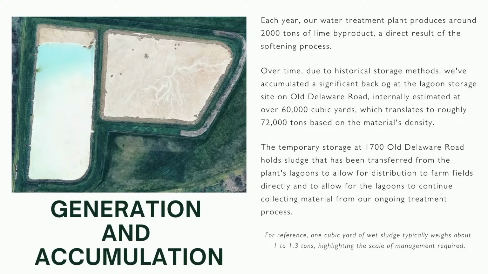All right. The temporary storage, so that's the lime lagoons. The temporary storage at 1700 Old Delaware Road in that area holds sludge that has been transferred from the plant's lagoons to allow for distribution to farm fields directly and allow for the lagoons to continue collecting material from our ongoing treatment process.